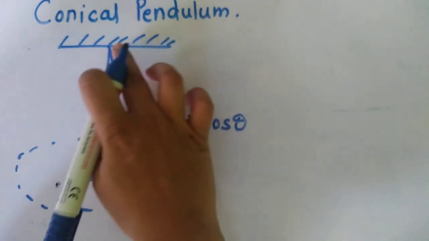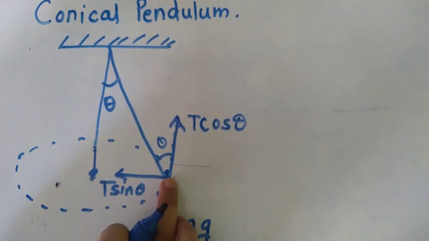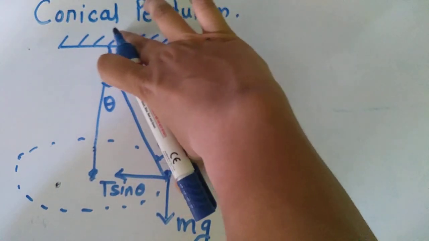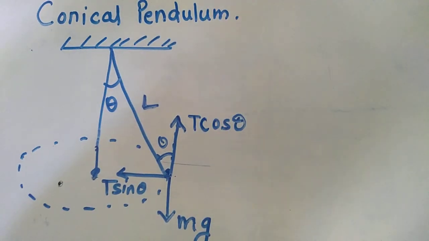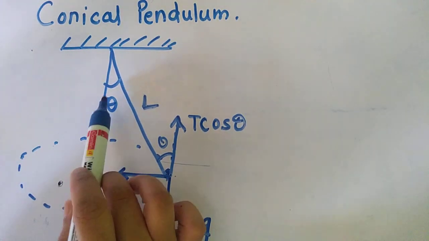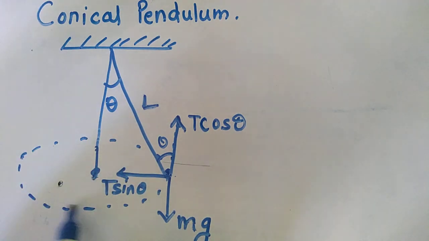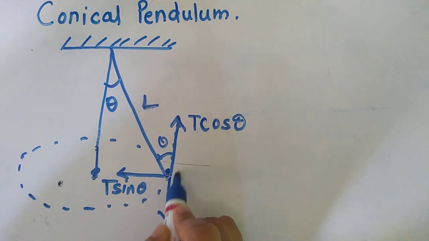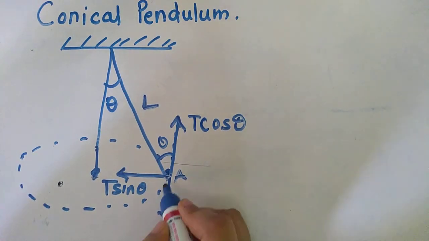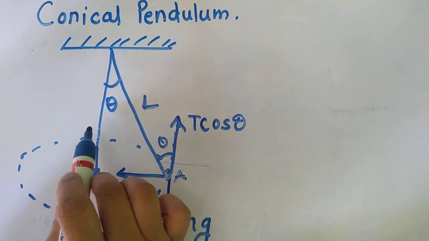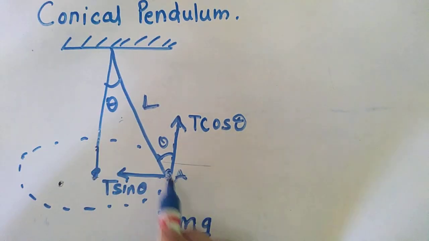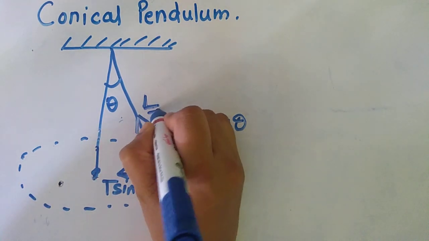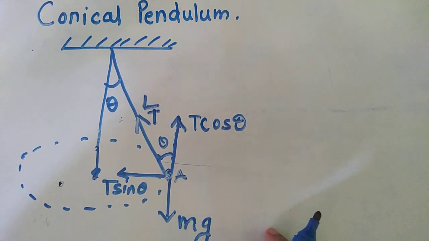Suppose this is a support connected to the string, where the length of this string is capital L. Then it makes some angle when it rotates, that is theta. Suppose this object is at point A. So this made an angle theta with the cone. Now the tension T is applied on the string.